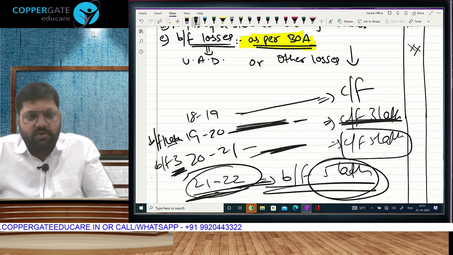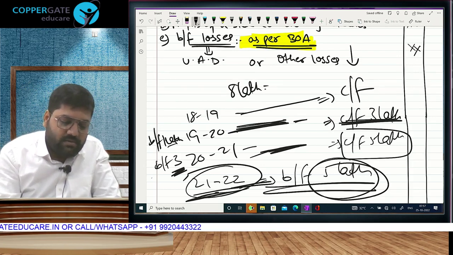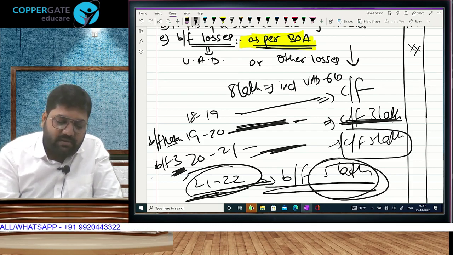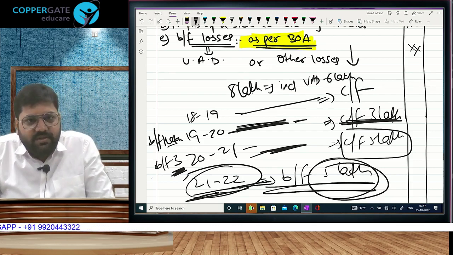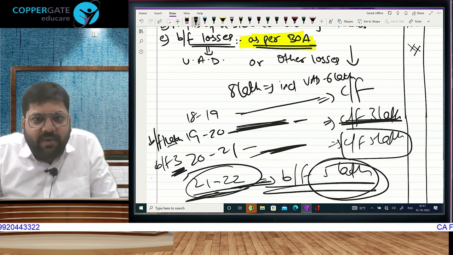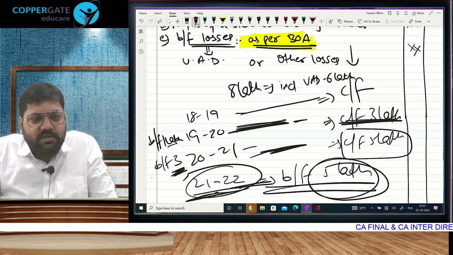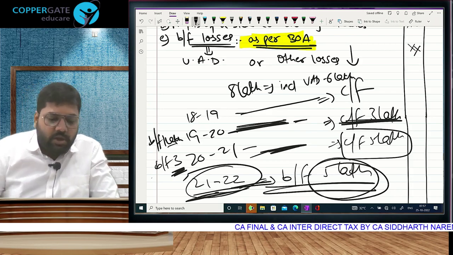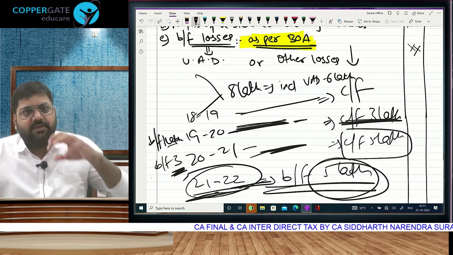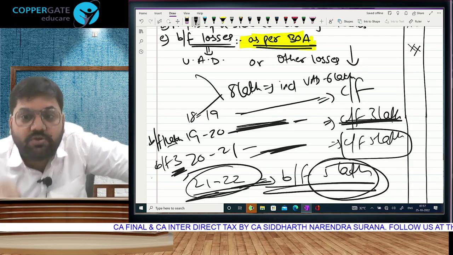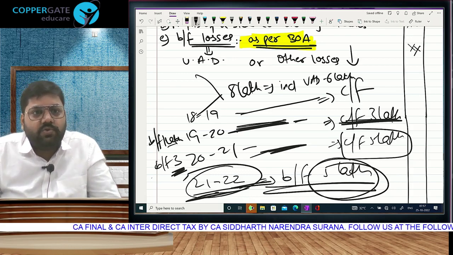Meaning, listen, your total loss is 8 lakh, which includes unabsorbed depreciation of 6 lakh. Total loss is 8. UAD is always a part of your total loss. So out of the total 8 lakh, UAD is 6. You are the biggest fool on the planet if you compare 8 and 6, whichever is lower. That is stupidity of the highest level. UAD is always going to be a part of the total, so the total has to be segregated into UAD and others. UAD 6, others 2. So 6 or 2, whichever is lower, we will be adjusting 2 lakh. Is that clear?